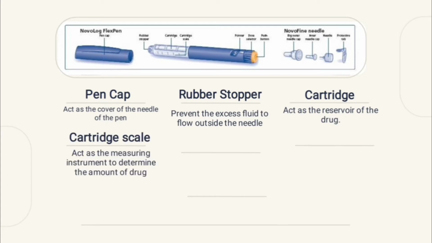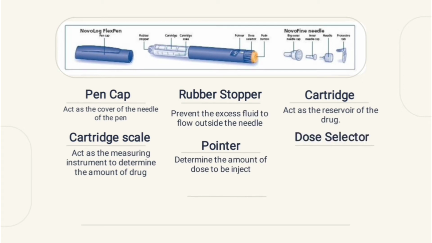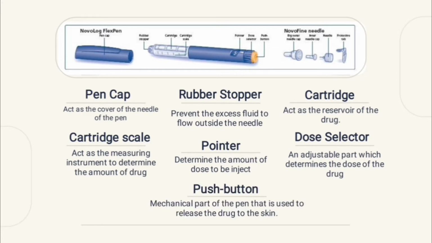The cartridge scale acts as the measuring instrument to determine the amount of drug. The pointer determines the amount of dose to be injected. Dose selector, an adjustable part which determines the dose of the drug. And a push button, a mechanical part of the pen that is used to release the drug to the skin.